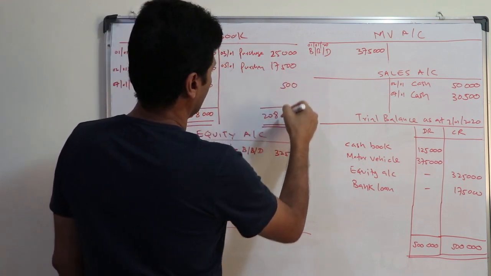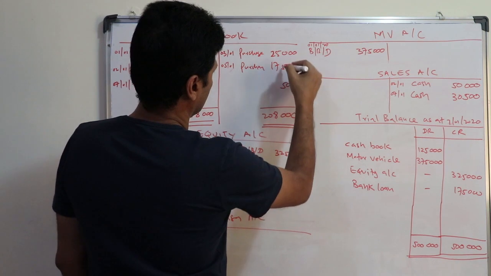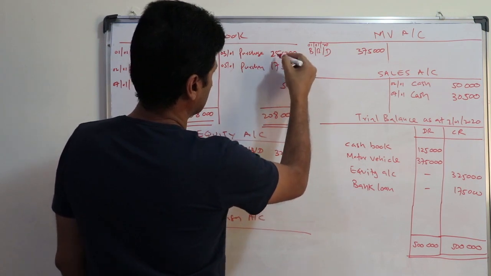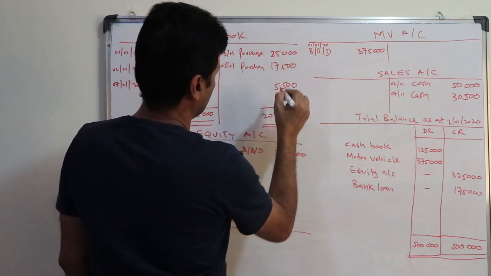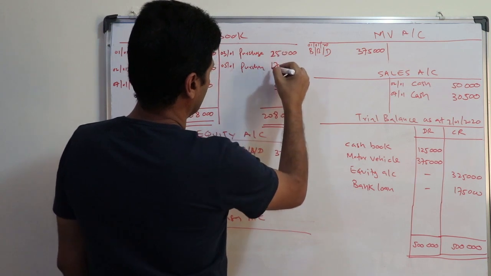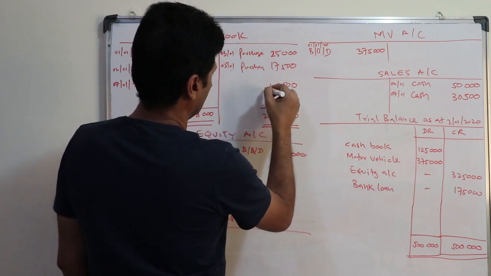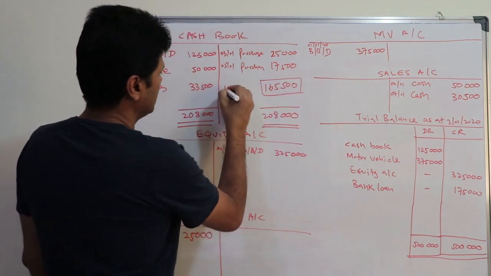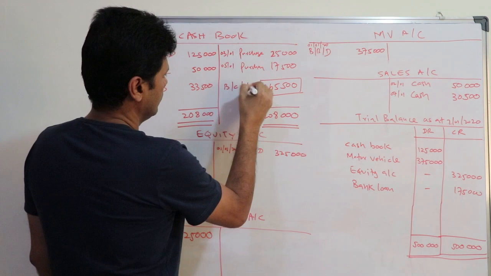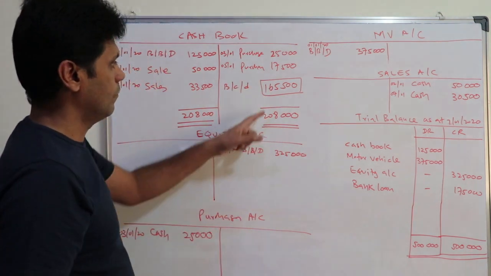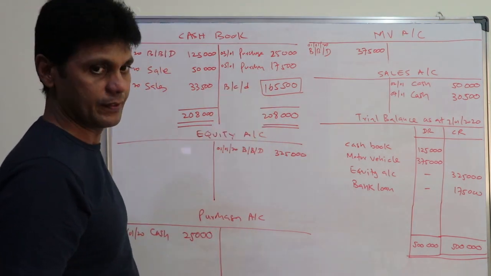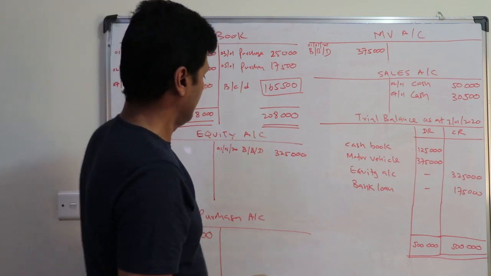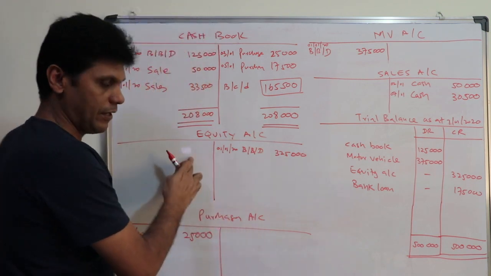Balance is 5, 10, 1 remaining, 6, 13, 5, 1 remaining, 3, 4. Okay, the balance carried down is 165,500. Then the equity account, are there any transactions?